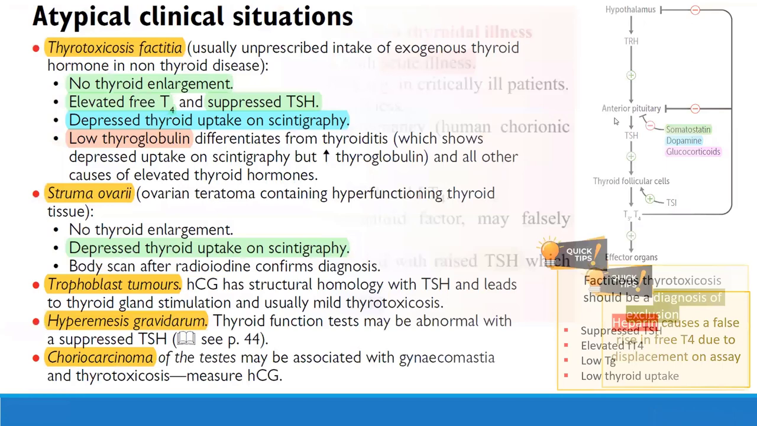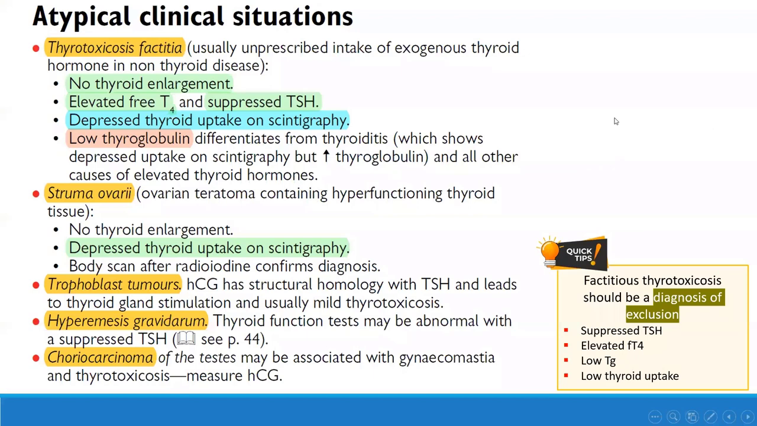This is the last slide in our presentation before the questions and the summary: atypical clinical situations. A typical exam scenario is thyrotoxicosis factitia, which is iatrogenic thyrotoxicosis. The patient received thyroxine without need, with no indication for replacement therapy. There is no thyroid enlargement, and FT4 is elevated with suppressed TSH, the same as thyrotoxicosis.